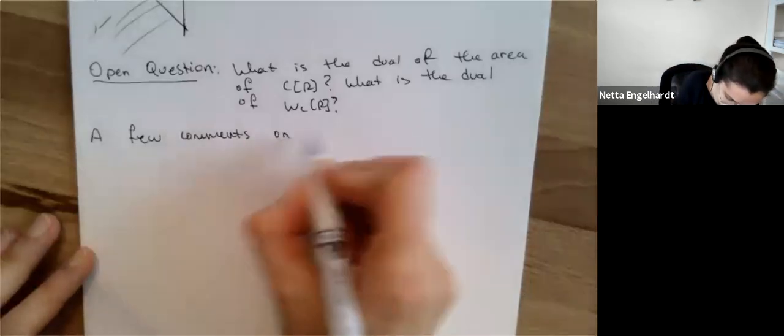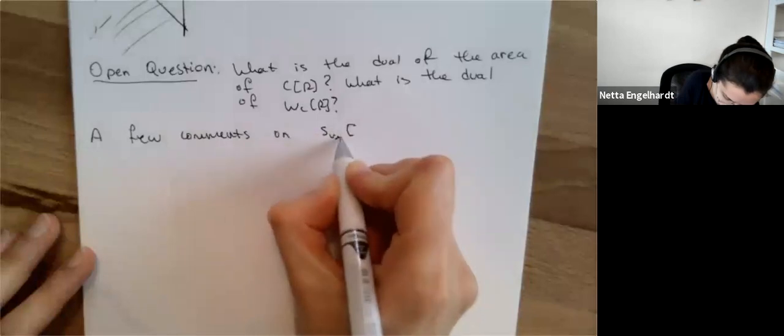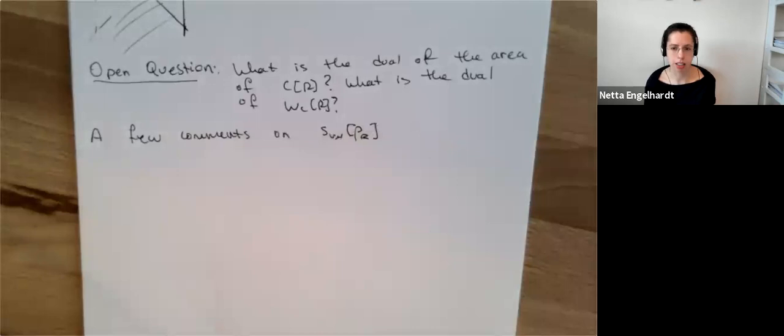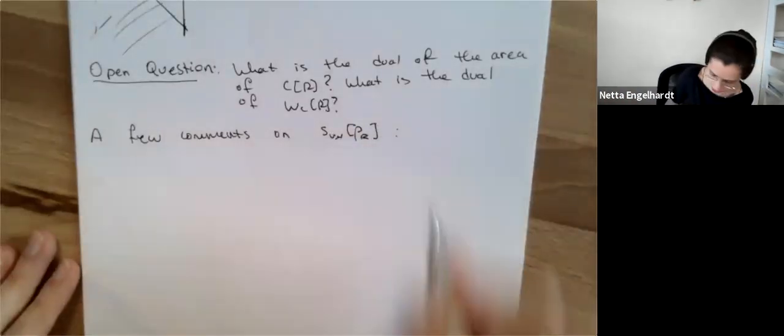So a few comments on S_VN of rho R. If I switch back and forth between S and S_VN, I'm sorry about that. It's kind of a habit at this point to equate them. So if you're not sure what kind of entropy I'm talking about, just let me know and I'll clarify. 99% of the time it's going to be the von Neumann entropy. So a few points I just want to make.